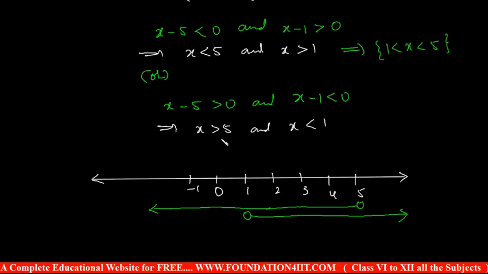Now let us see the second one. x is greater than 5. Let me show with the other color. From this 5, all the greater values this side: 6, 7, and so on. x is less than 1: values on this side of 1. x is greater than 5 and x is less than 1, there is no common part. For this we can't take any common solution, so it is just empty. So this is empty and the other is x between 1 and 5. So overall, therefore, the solution set.